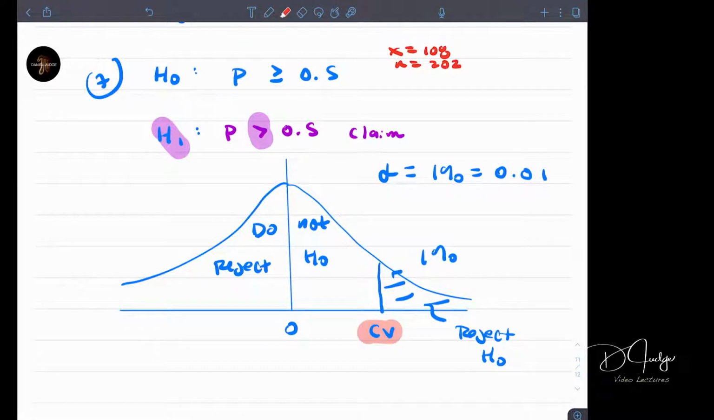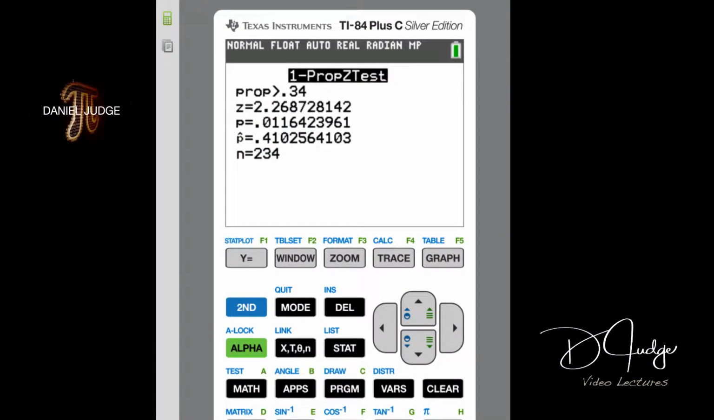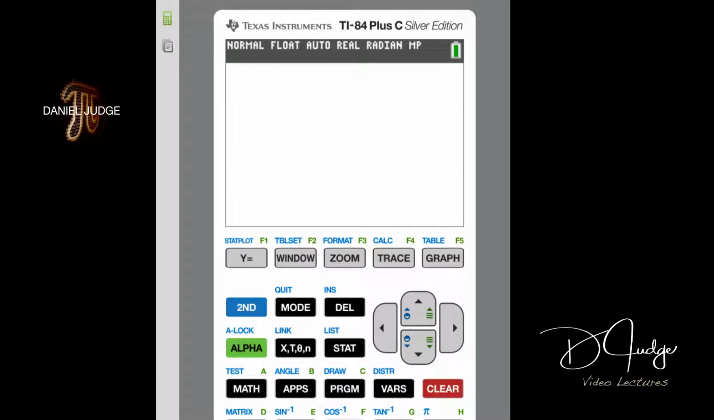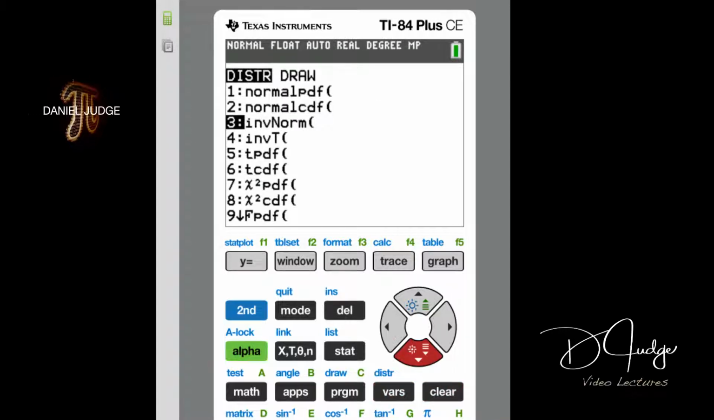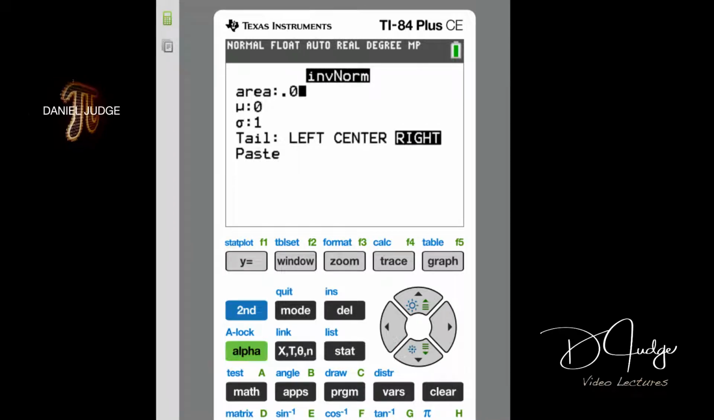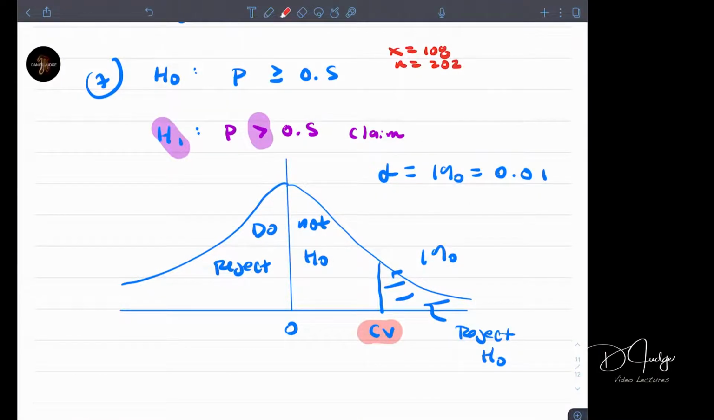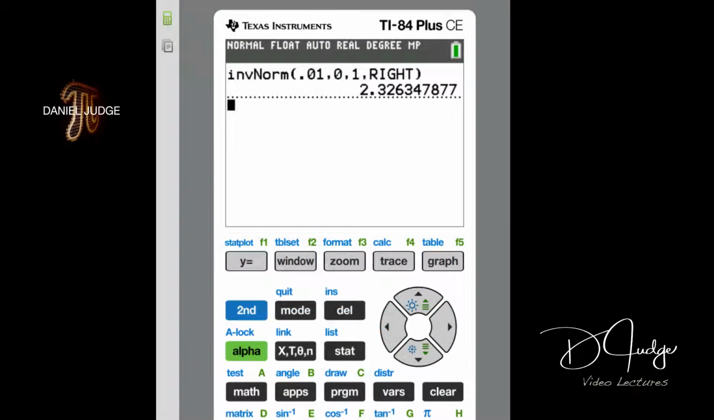So let's go back and think about this. Let's go to the calculator here now. I'm going to clear this out, and let's do the latest and greatest first, like we've been doing, and clear that out too. We're going to go to inverse norm. 1%, that's 0, 1. Mu is 0, sigma is 1. This is a z distribution, and we are in the right tail. All right. Hit enter. 2.33. That's to the nearest hundredths. This is our critical value.